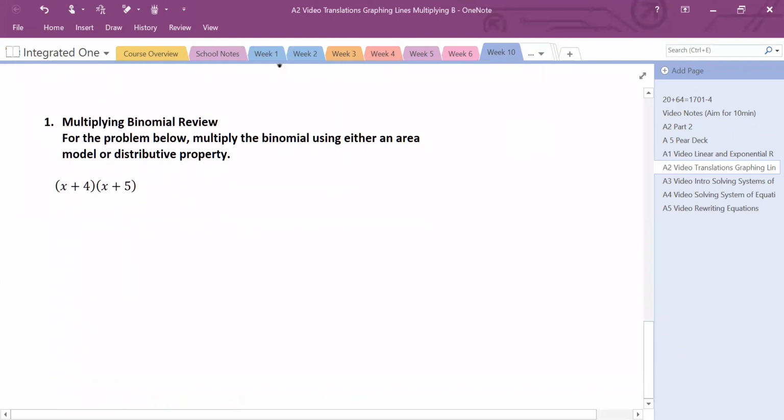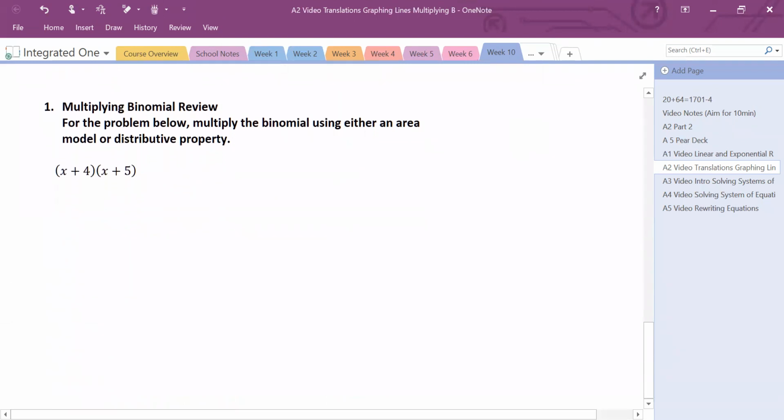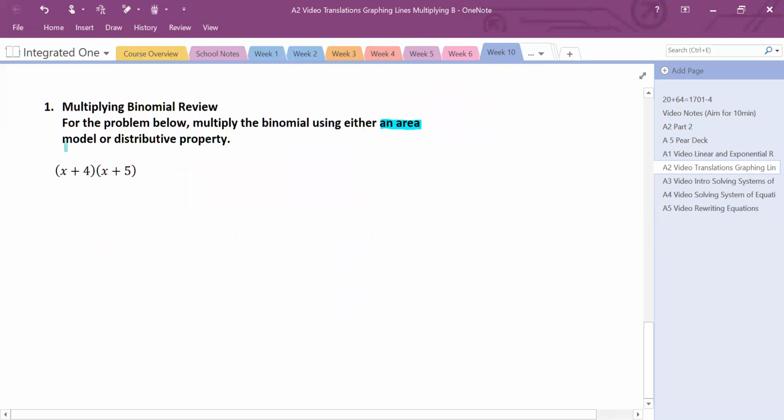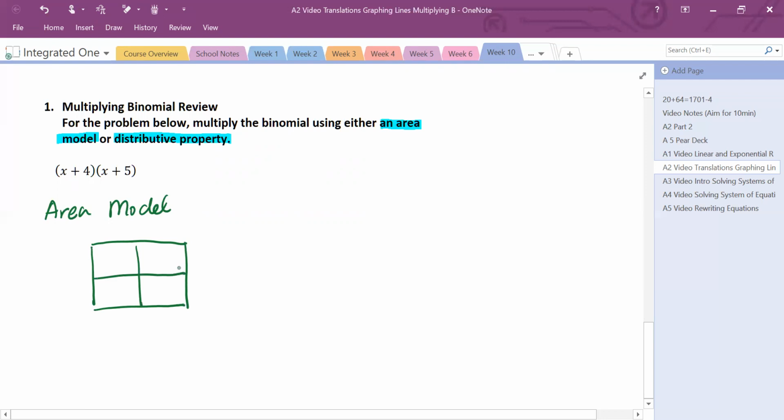And the last one is multiplying binomials. We actually had 2 different ways we can multiply a binomial. We can either use an area model or the distributive property. So I will be modeling both of those for you. So for the area model, I'm going to go ahead and draw out my box here, my area model rectangle. And I have x plus 4, x plus 5.